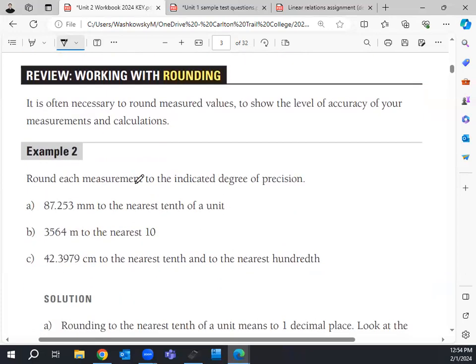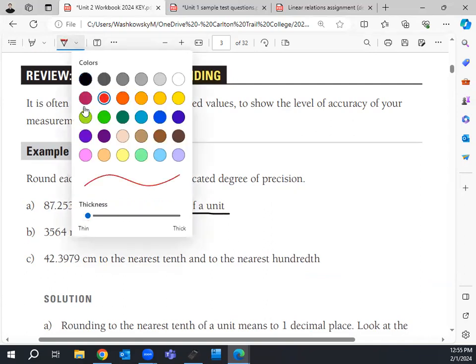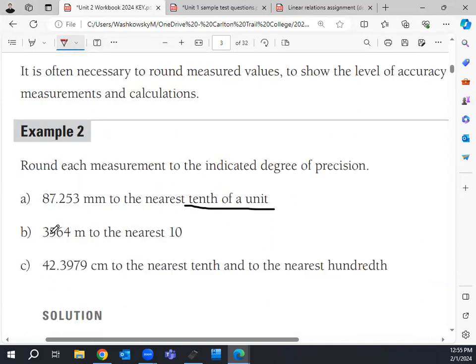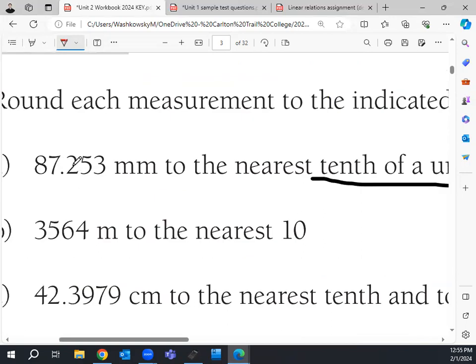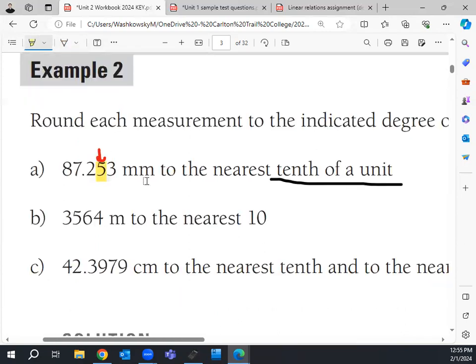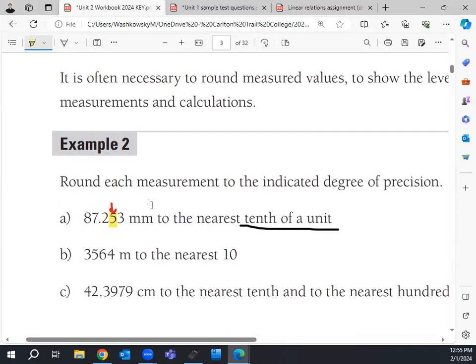Let's say, for example, we wanted to round this, I have 87.253 millimeters to the nearest 10th of a unit. Now you might be wondering, well, what's a 10th of a unit? A lot of people are like, oh, a 10th of a unit, that'd be this 2. Well, no, it's actually this 5 here. In fact, I'm just going to highlight that. So when I say I want us to round it to the nearest 10th of a unit, that means to 2 decimal places.